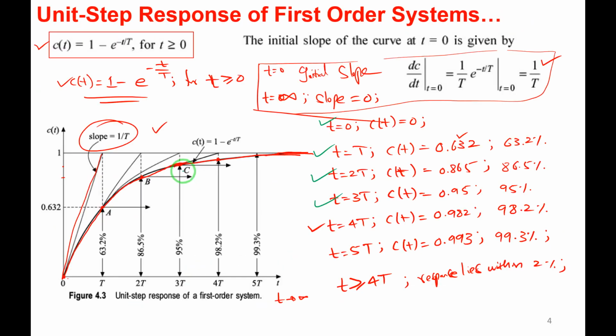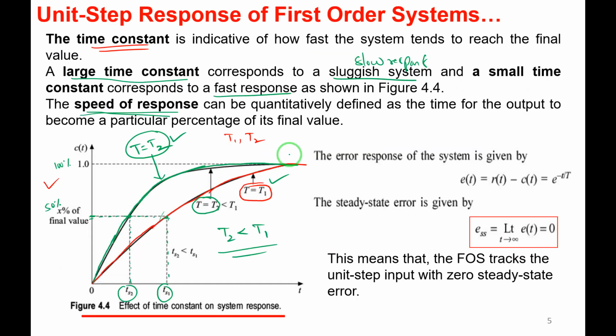Yesterday while telling steady state error, if the system reaches the final value or steady state value, then there is no error. Let us see, is there any error for the unit step response of a first order system. Yes, the error response of the first order system is given by e(t) = r(t) - c(t). Just now I told, right? So what is r(t)?